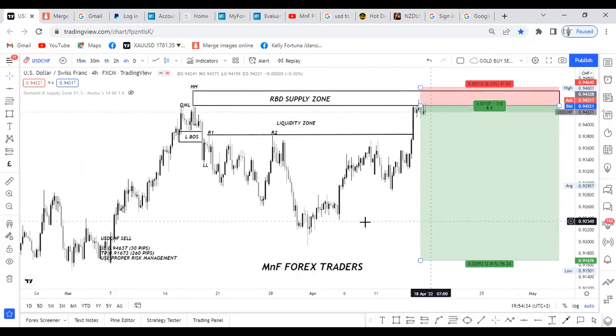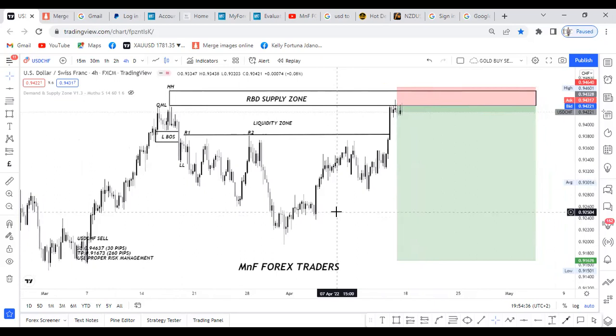Beautiful setup. So if you've noticed, we don't take any trades that give us anything less than 1 to 5. We don't do that. All our trades have a risk to reward ratio of 1 to 5 and above.